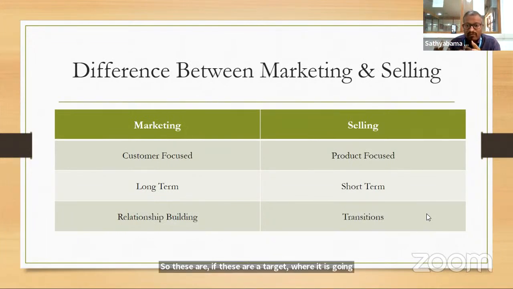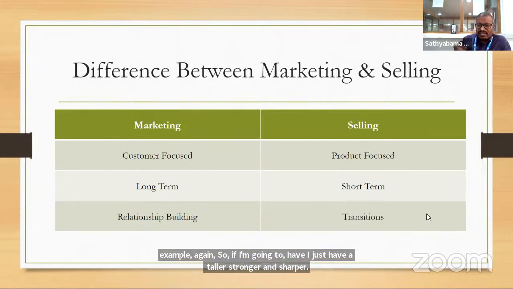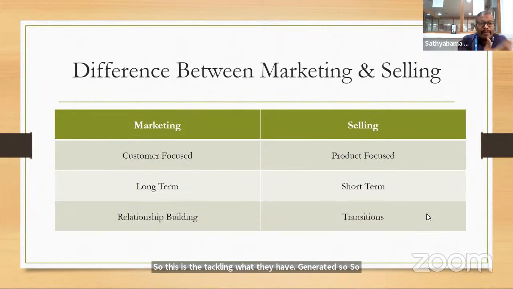the emotions of the customer. For example, Complan. If I'm going to have Complan, I'll become taller, stronger, and sharper. This is the tagline they have generated. It is targeted at parents, because everyone has a dream that their kid should be strong, sharp, and stronger. This is how you have to build whatever product you are going to market. You have to have an emotional connect to whatever product you are selling.